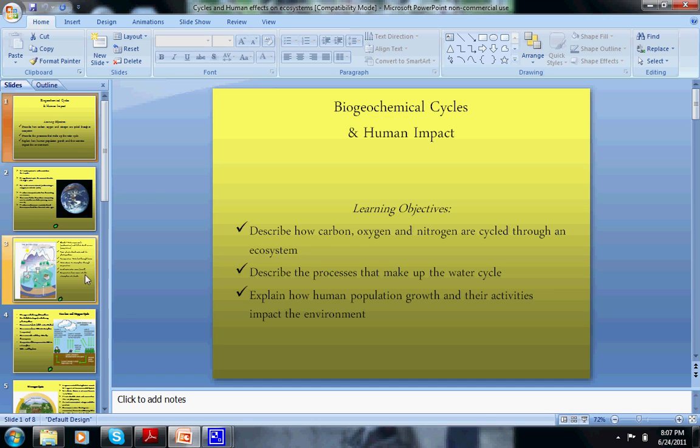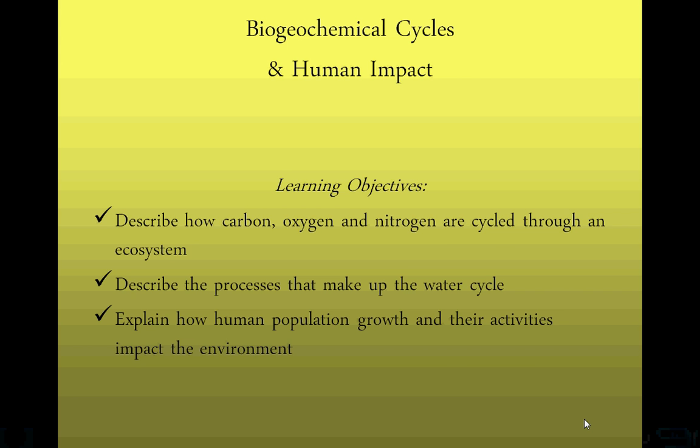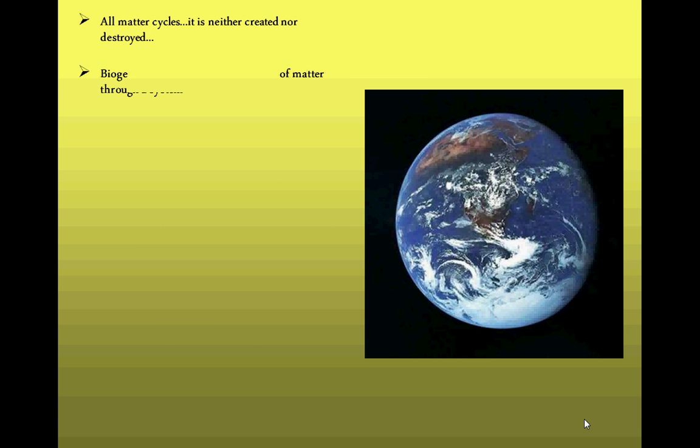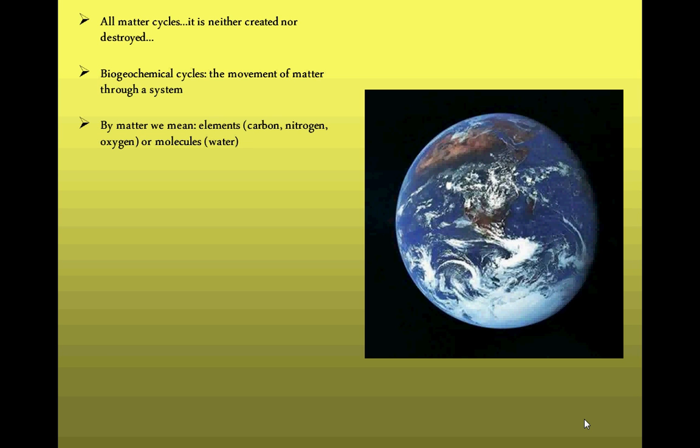Okay, so I'm going to put this on slideshow form for you, and I'll click through it for you. So all matter is cycles. Nothing can be created or destroyed. So when you look at the Earth, it's still the Earth. It doesn't disappear. And when we talk about the cycles, we're talking about the movement of certain chemicals through an ecosystem or through the Earth. And when we're talking about that, we're referring to carbon, oxygen, and nitrogen, or molecules of water. And so I'll go into each one of those separately.